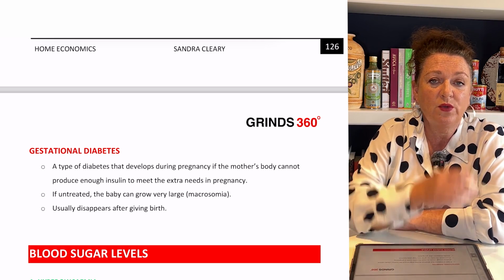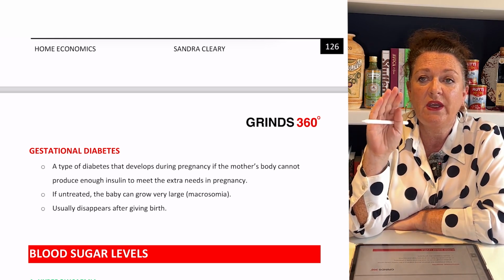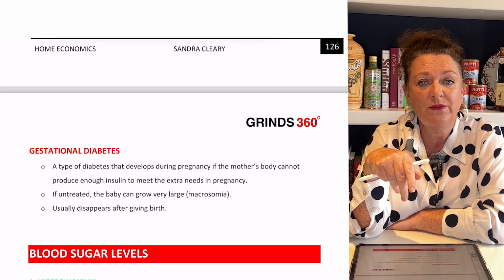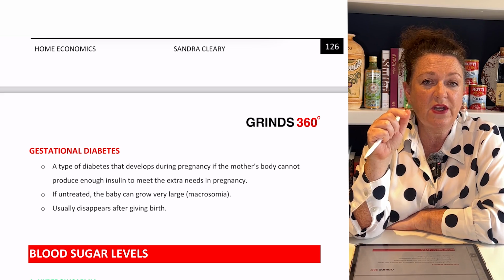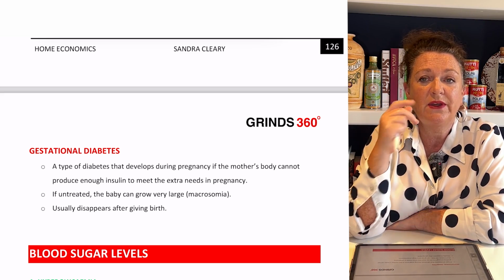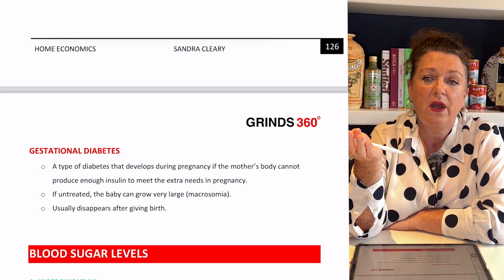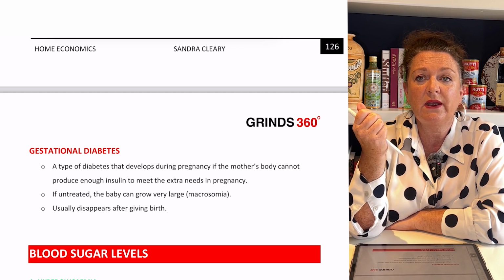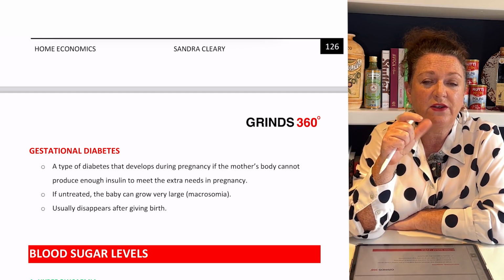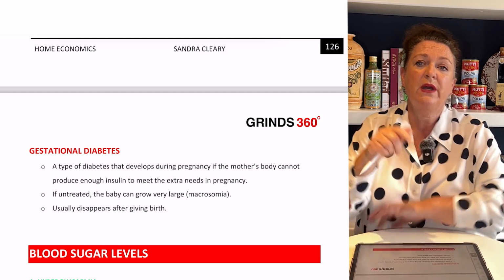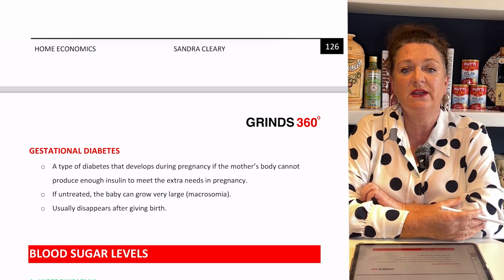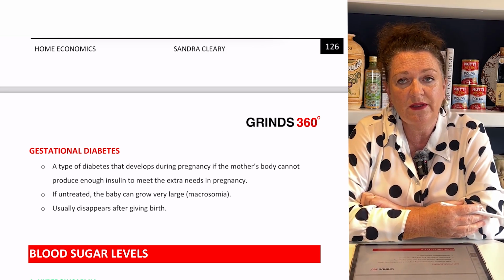Normally what happens then, once the pregnancy is over, the blood sugars go back to normal, but it's really important that it's monitored. Now, there is a diabetes test that you'll get in a clinic, a prenatal clinic, and it's usually the second trimester, the second 3 months, so between 3 and 6 months, that it's tested for diabetes.